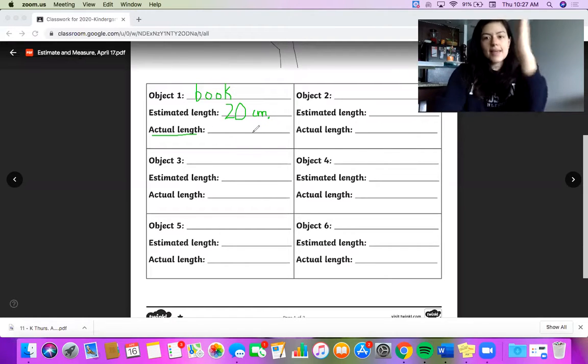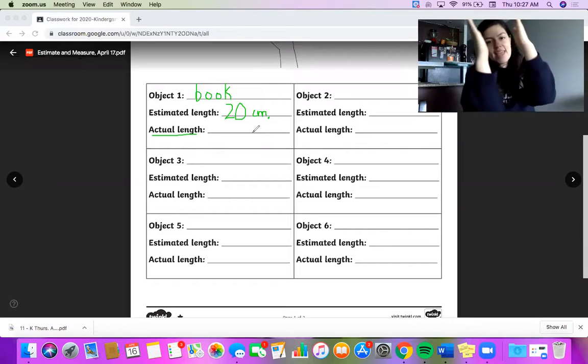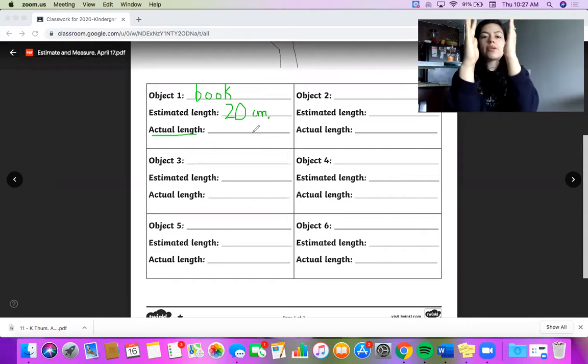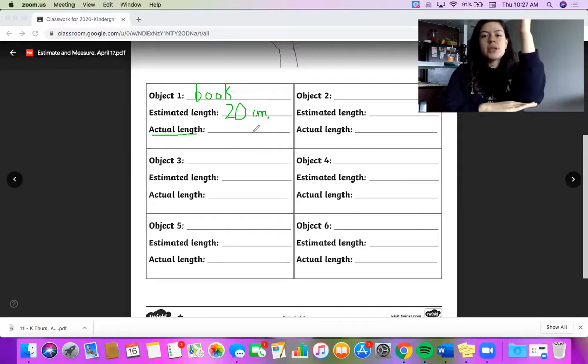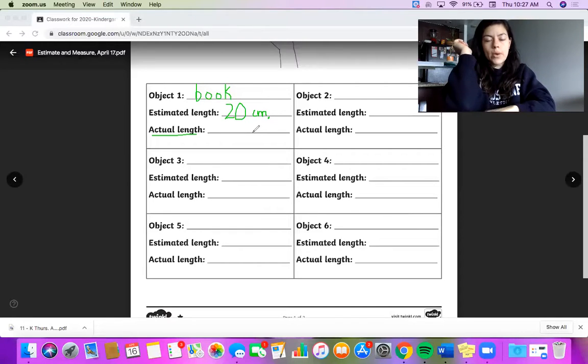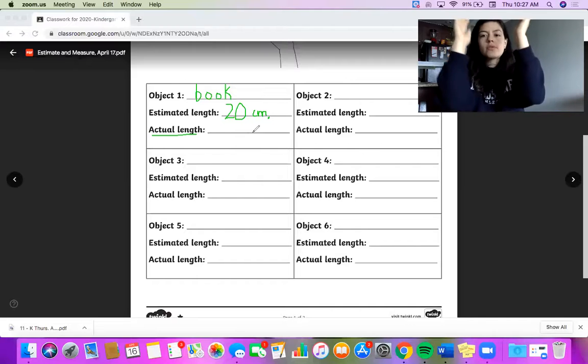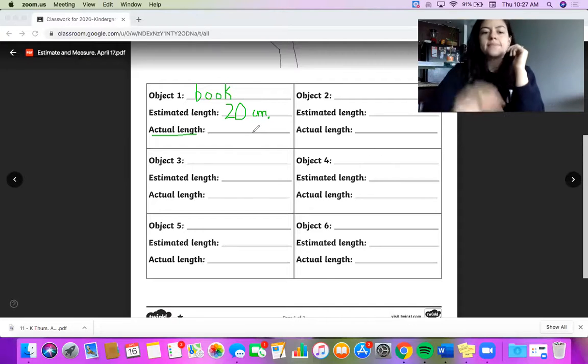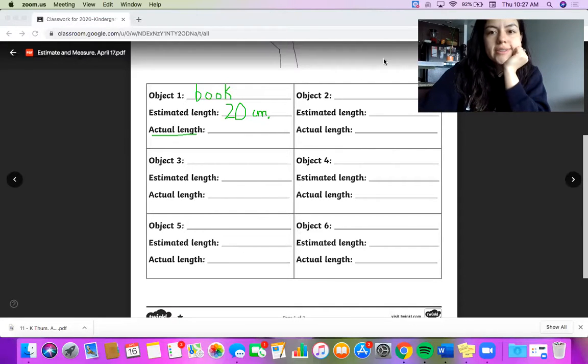Remember, side to side, end to end. Your ruler and your object have to be straightly lined up, and it has to be lined up right at the end of the object to the 0 point. Okay, so side to side, end to end. That's all for this activity.